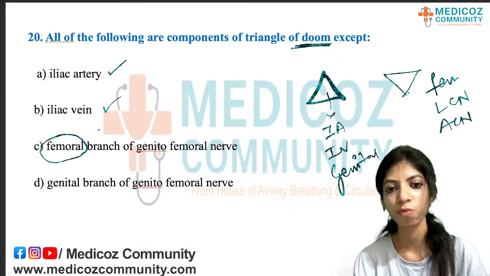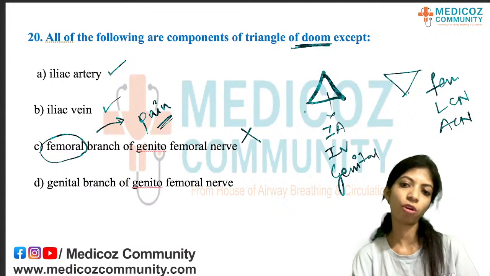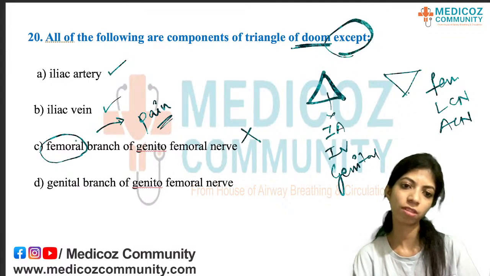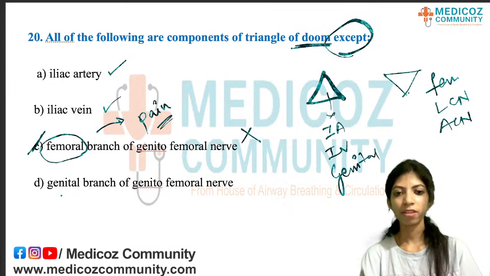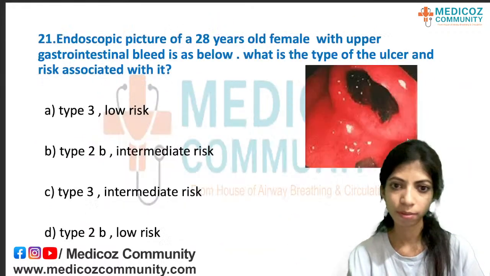Femoral branch is present in what? It's present in your triangle of pain, not in doom. So this is a wrong option. He's asking except, so this is our answer. And the genital branch, yes, our genital branch is present here only, no? So this is our next question.